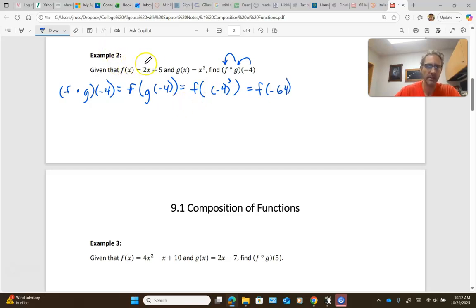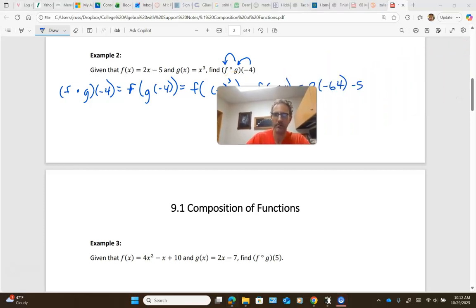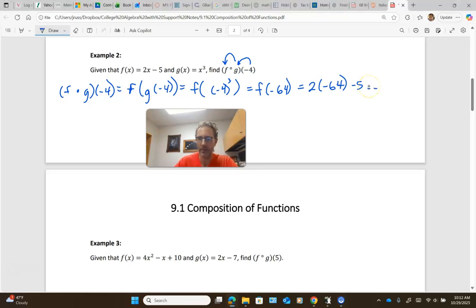And then f is this linear function, so I'll have 2 times negative 64 minus 5. We'll do the multiplication first. 2 times negative 64 will be negative 128, minus 5, and we're going to get negative 133. So we can restate this and say that f composed of g when x is negative 4 is equal to negative 133.